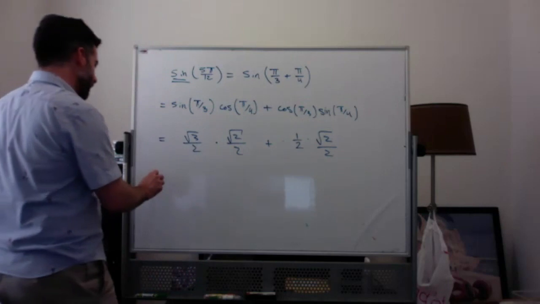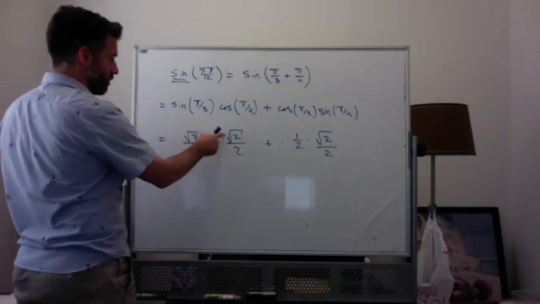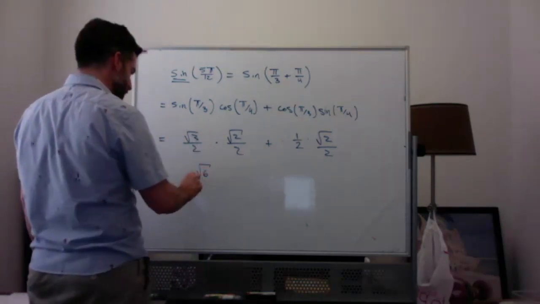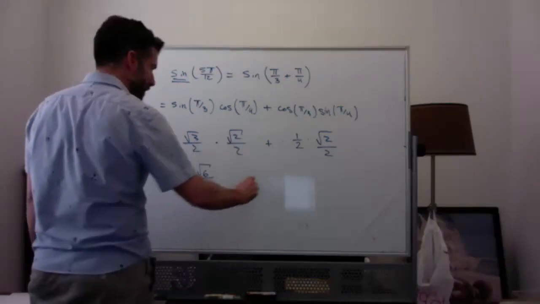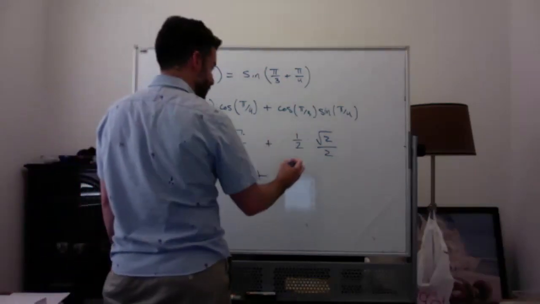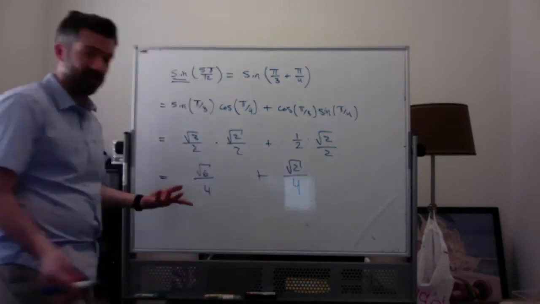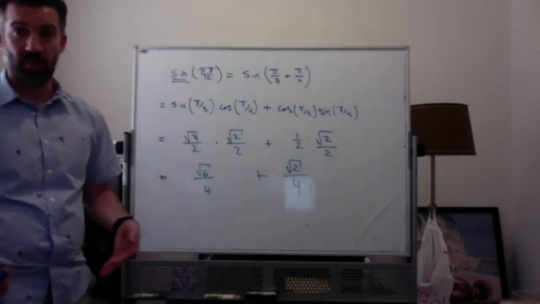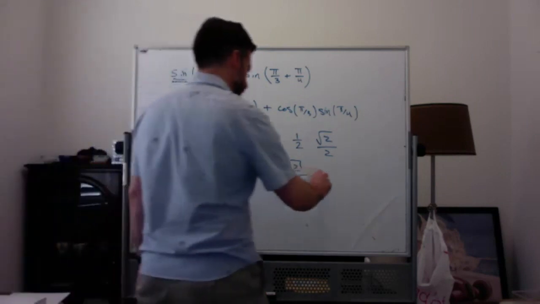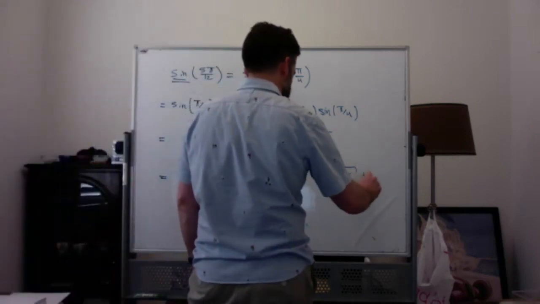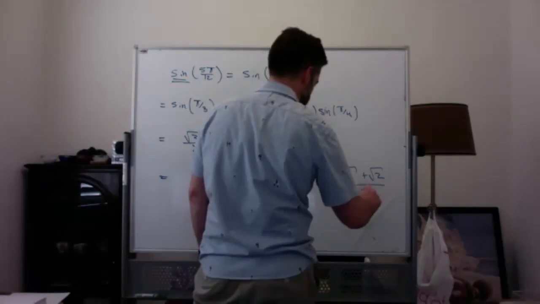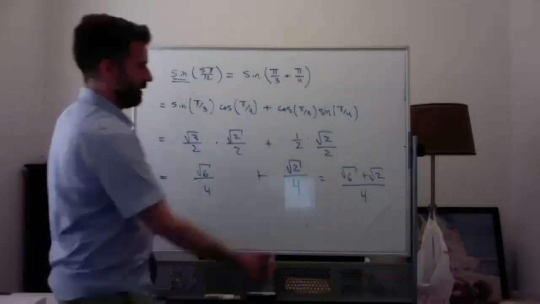And then simplifying, root 3 times root 2 is the square root of 6. 2 times 2 is 4. Plus 1 times root 2 is root 2. And 2 times 2 is 4. And since these fractions have the same denominator, we put them together as one fraction. And we get the square root of 6 plus the square root of 2 all over 4. And that's our final answer.